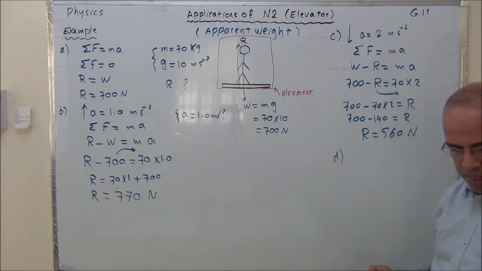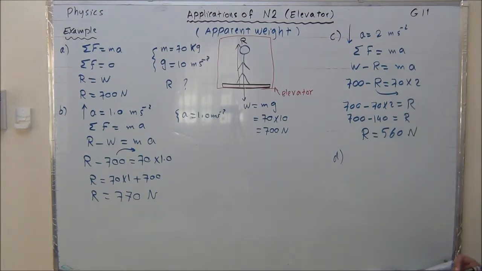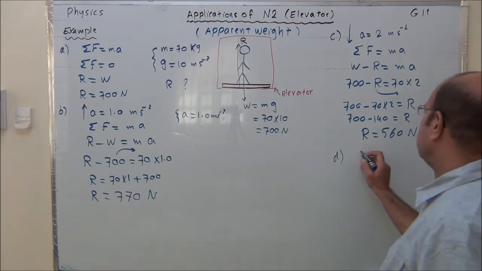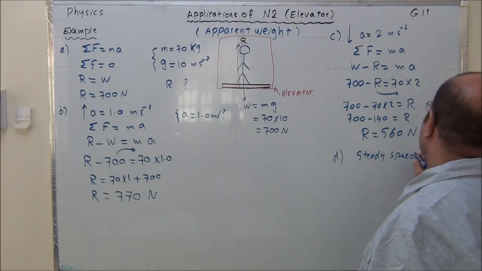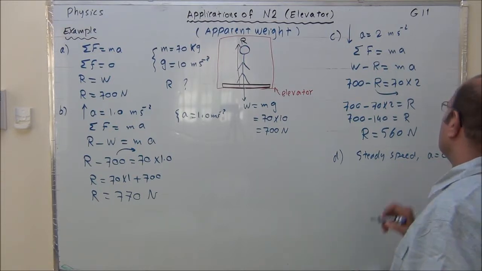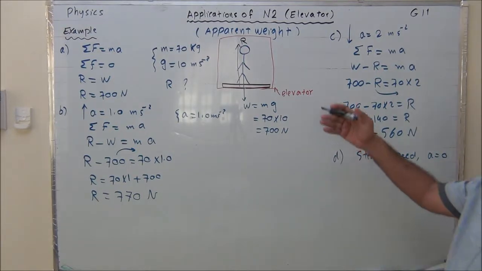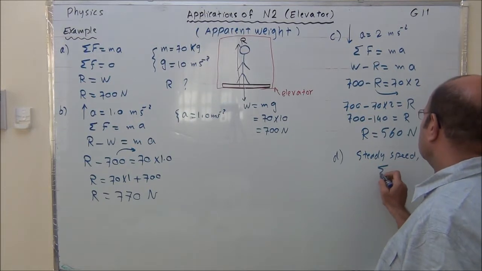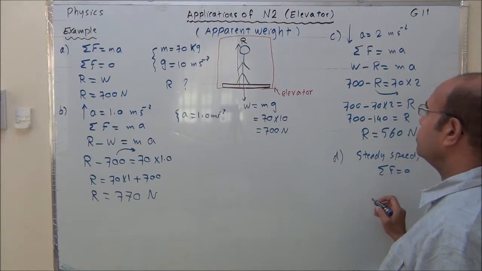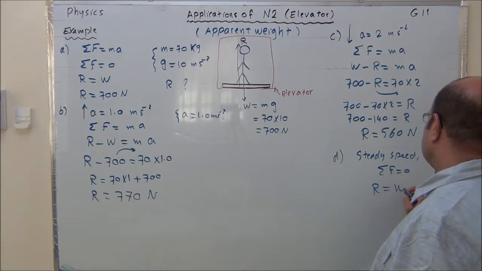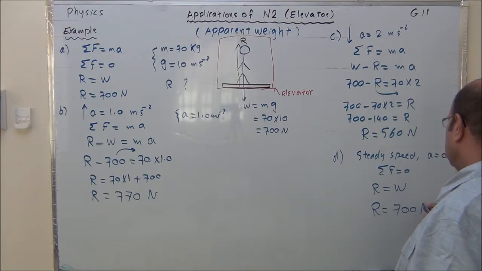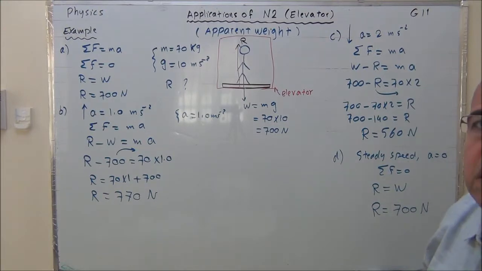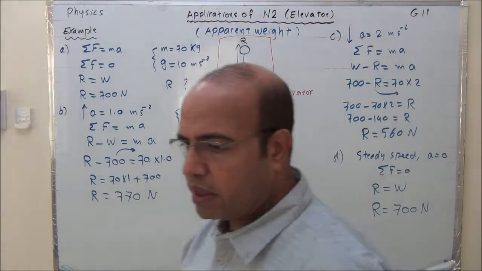In part D, he said the lift is ascending at steady speed. Steady speed means the acceleration equals 0. When the acceleration equals 0, the resultant force equals 0, so R equals W, so R equals 700 Newton. So those are the 4 cases in that example.